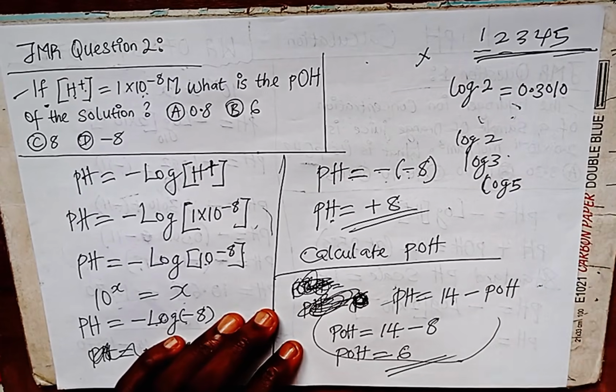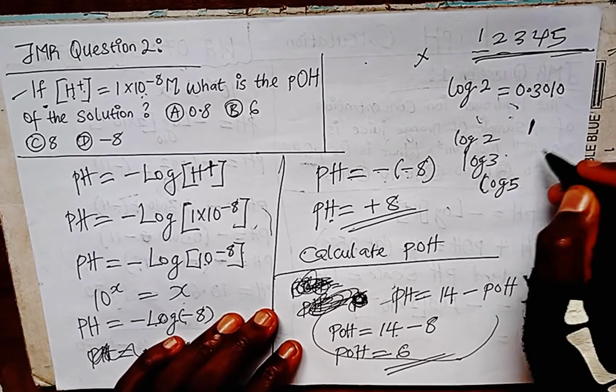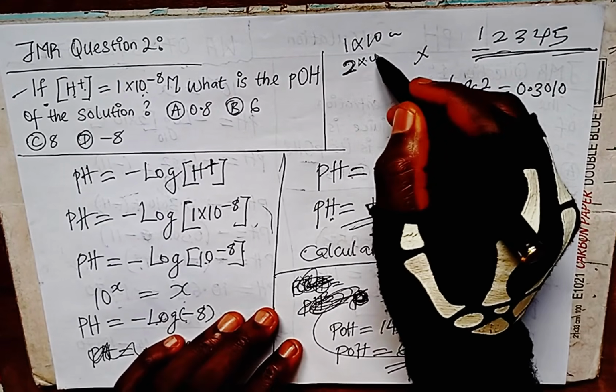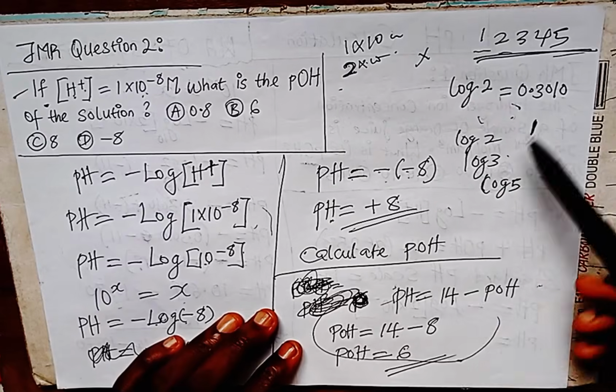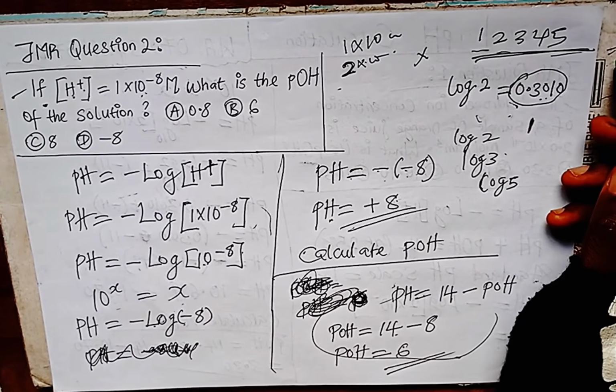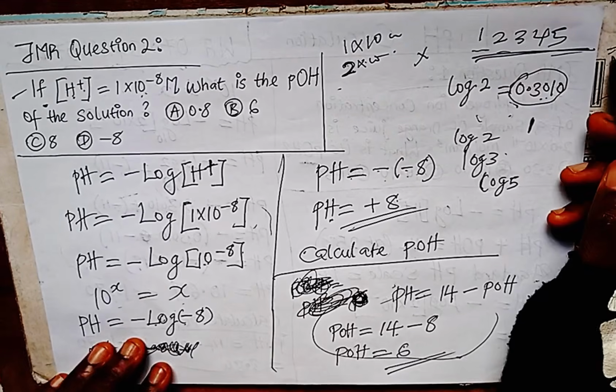The most common one they set is 1. They will set 1 times 10 raised to the power of something, or 2 times 10 raised to the power of something. The 2 is the most they use, since 3 and above are too difficult. So put the value of log 2 in your head: log 2 is 0.3010, or just 0.3. Put that in your head.